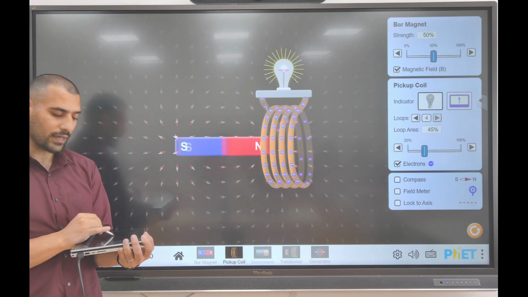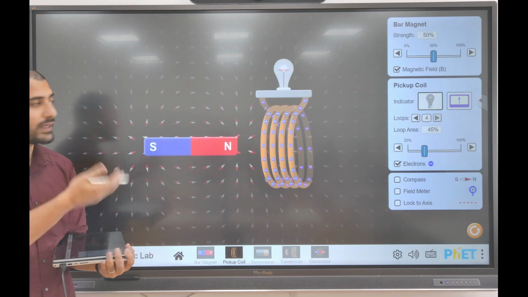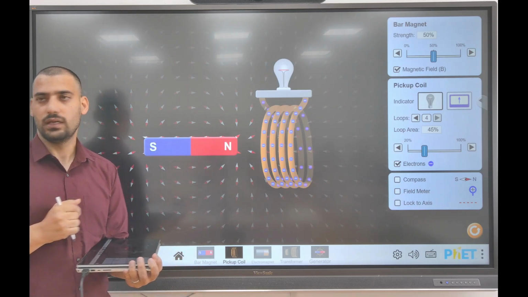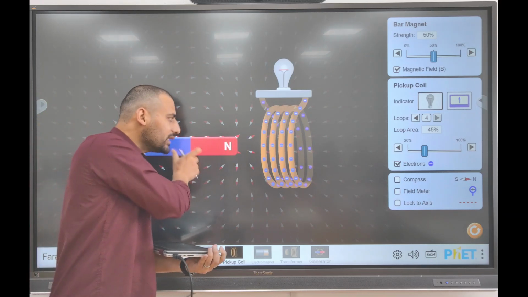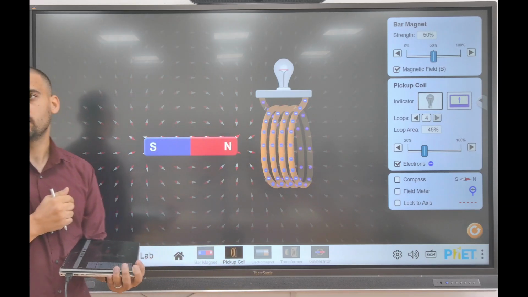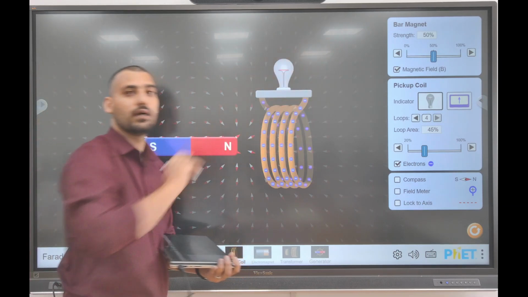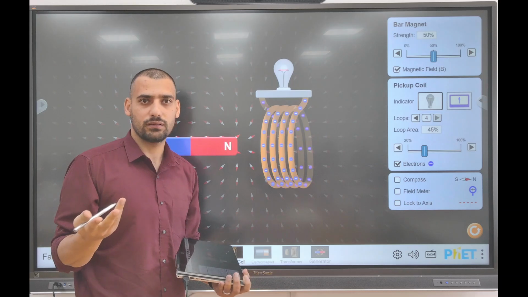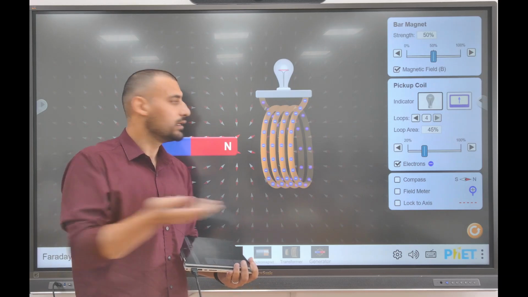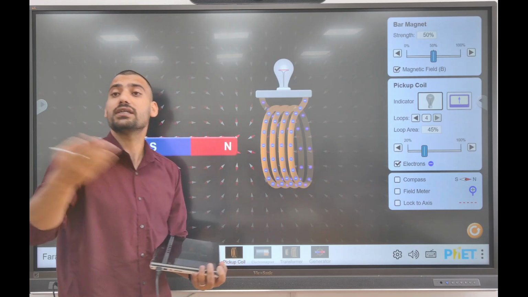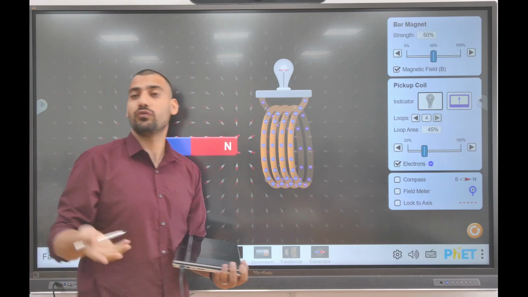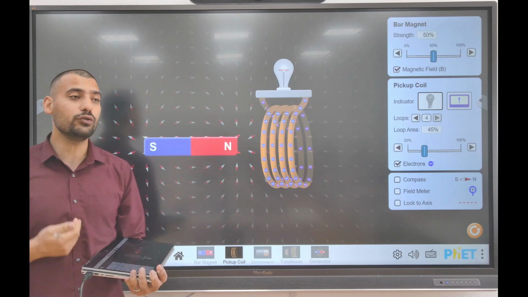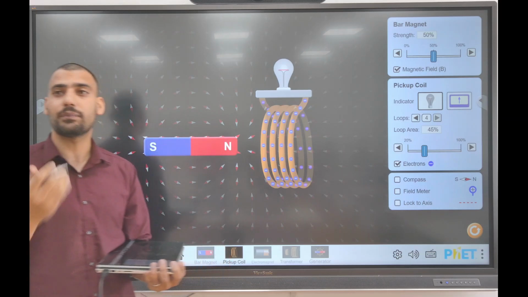Similarly with the bar magnet. So he is observing that whenever there is a relative motion between the bar magnet and the coil, this bulb is glowing. But this bulb will only glow when there is voltage, isn't it? When there is a battery connected. There was no battery connected. So what is causing the bulb to glow? What is the cause? Yes? Anyone? Can you tell me what you observe? What is happening?